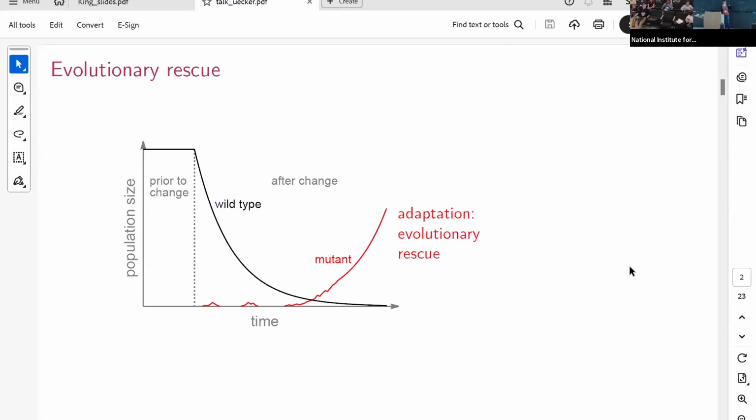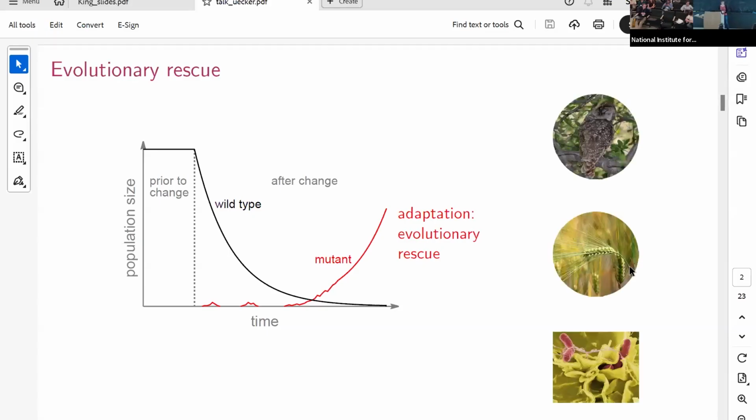Such scenarios are of course of fundamental interest in ecology and evolution, but they are also of great applied relevance in conservation biology, where we want species to adapt and survive, but also, as we've already heard this morning, in agriculture and in medicine, where the evolution of pesticide or drug resistance constitute instances of undesired evolutionary rescue.